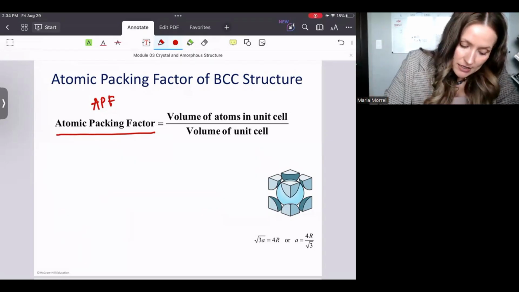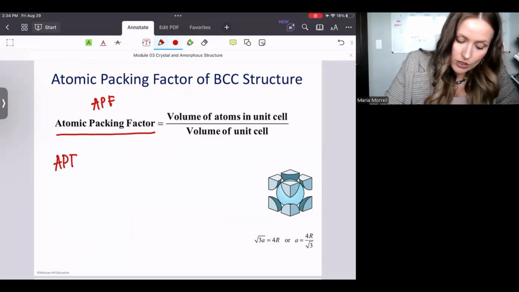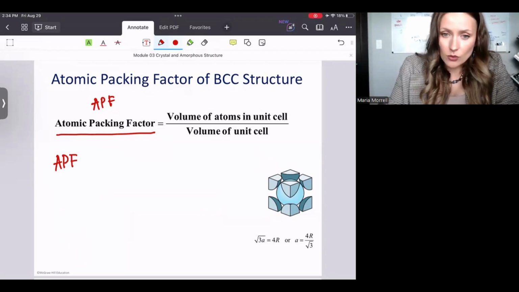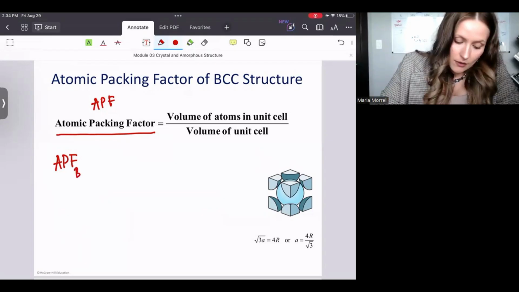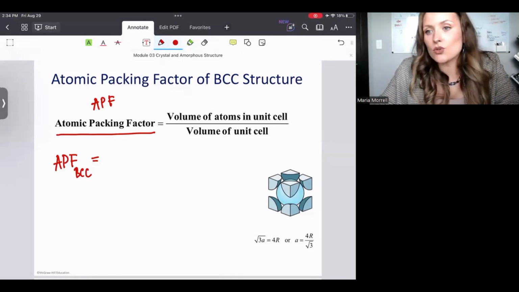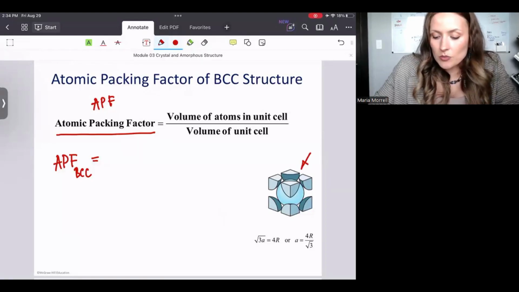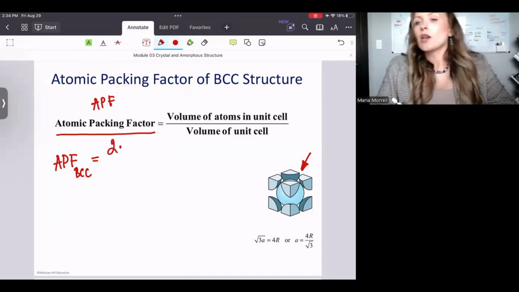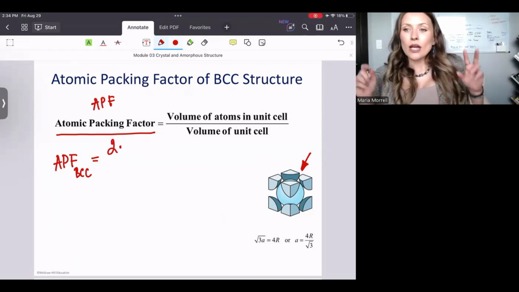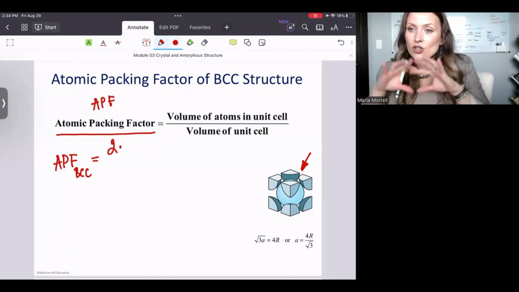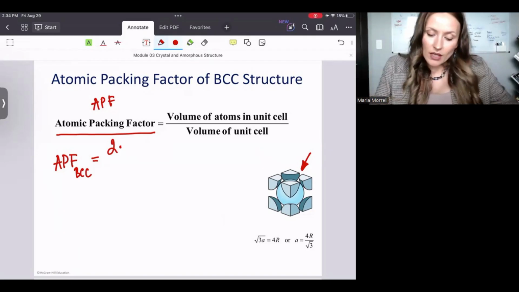Now, for a BCC, why don't we find it without looking at the answer, right? Why don't we apply our own knowledge and find out what the answer should be? For a BCC, it's going to be what? Volume of atoms in unit cell. You are looking at the BCC cell right there at the bottom, and we already know that we have 2 atoms, right? Or perhaps I should say 2 equivalent, right? Because one atom is a whole and another one is chopped into 8 pieces, okay?